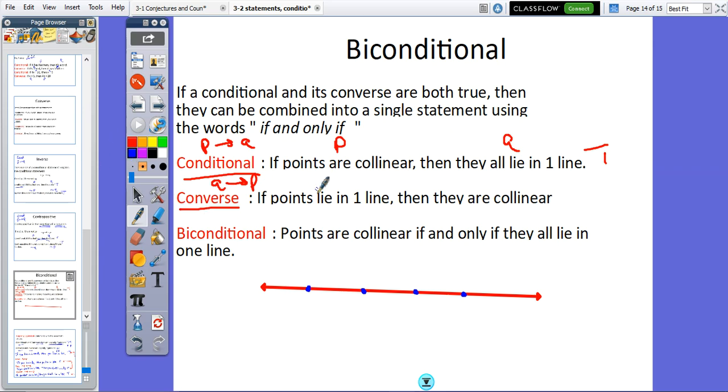Let's go the other way around. Hey, if the points lie all on one line, so all these points, that's our Q statement. If all these points are on that line, then they are collinear. Again, the definition of collinear is they lie on one line. So that's true. So our biconditional statement would say points are collinear if and only if. So this is what you're replacing the if and then with, is if and only if. So we still take our original P statement. Points are collinear if and only if they lie on one line.